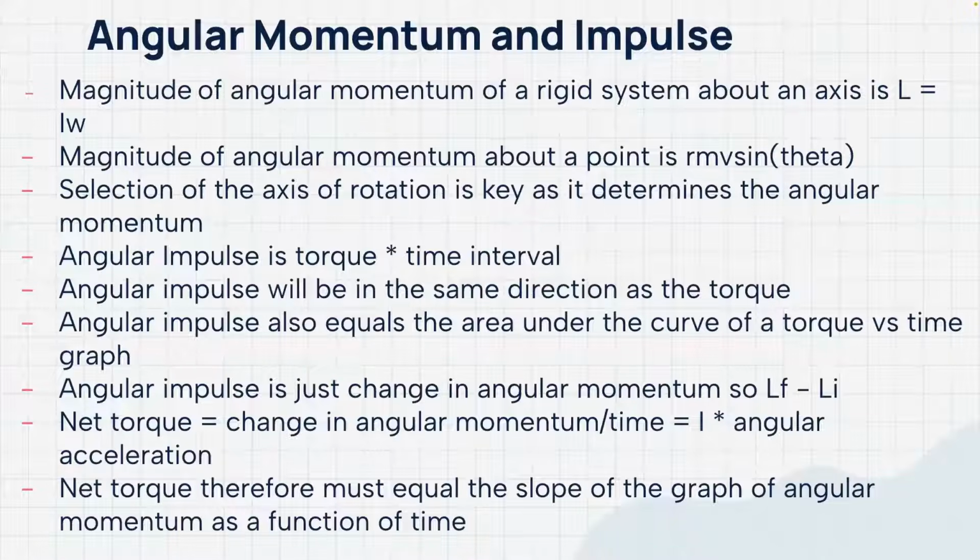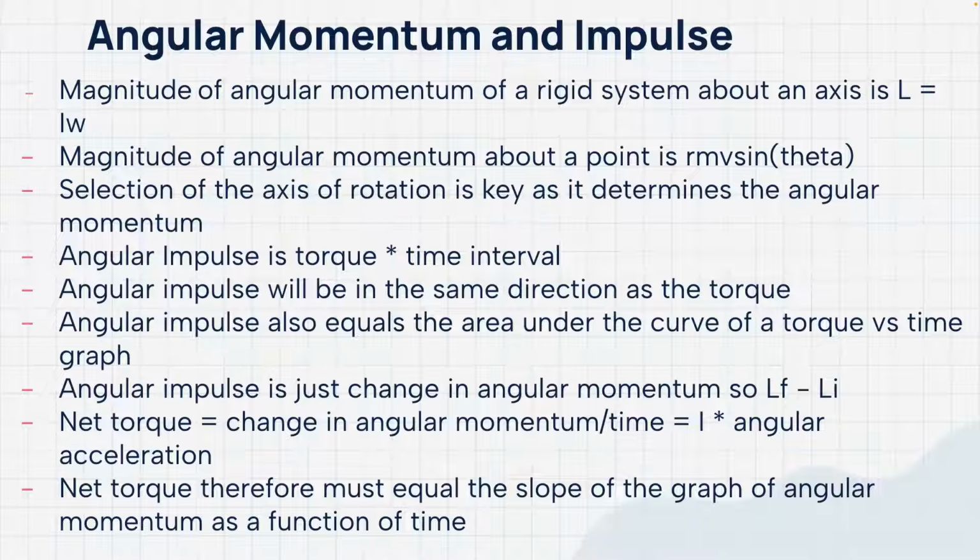Angular momentum and impulse. So just as there is linear momentum, there is also angular momentum. The magnitude of angular momentum of a rigid system about an axis is L equals I omega, which makes sense. It's analogous to normal momentum. And the magnitude of angular momentum about a point is r m v sine theta. So think of this as a point moving around a point in a straight line. That'll be r m v sine theta.